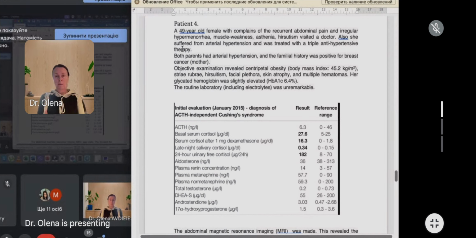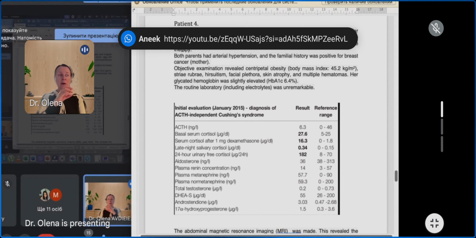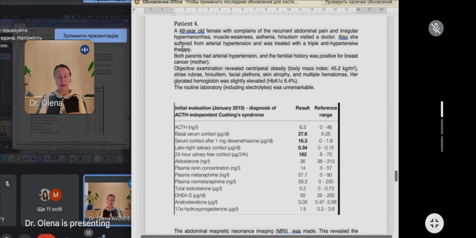We see two parameters which give us information about ACTH-independent hypercorticism, and we can make a conclusion about the localization of the pathological process in the adrenal gland, definitely. These two parameters are the level of ACTH in the blood, which is normal, and the dexamethasone suppression test results. During suppression, patients demonstrate an increased level of cortisol in the blood, in the saliva, and in the urine too. So these are signs of localization of the pathological process definitely in the adrenal gland.